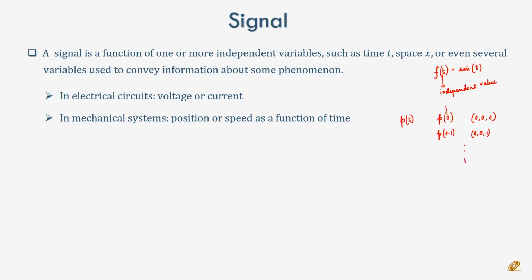So in this case, the independent variable, time, is changing from t equal to 0 to 0.1, 0.2 and so on, and corresponding to that, the output of this function is a 3D coordinate which is giving you the position of the system. So this also is a function of time, this also is a signal, it is a position signal. In the same way, you can also find out the velocity signal.